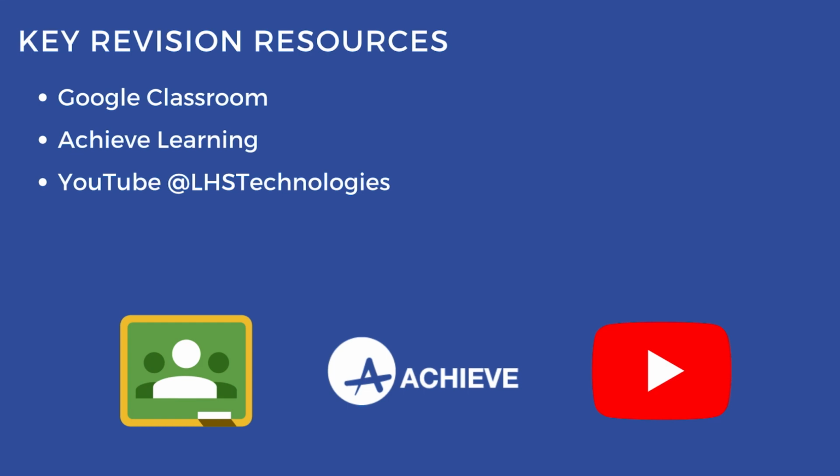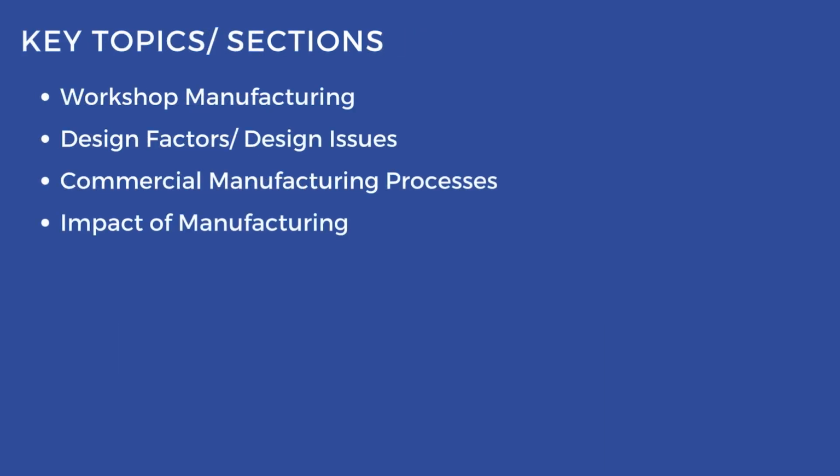These videos include ones like this, which will show you example and model answers of how to respond to past paper questions. The National 5 Design and Manufacture paper has a number of key topics and sections. Workshop manufacturing is one of the largest at the start of the paper, covers all the workshop activities you would do and the different materials you would use within a workshop setting.